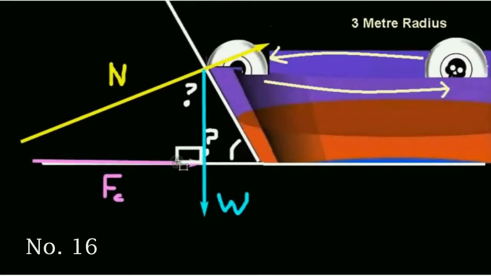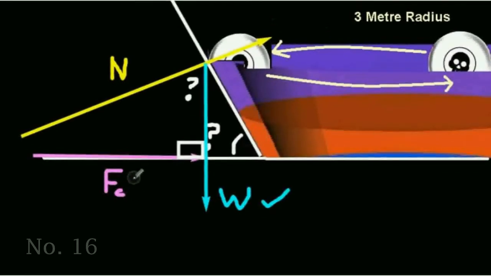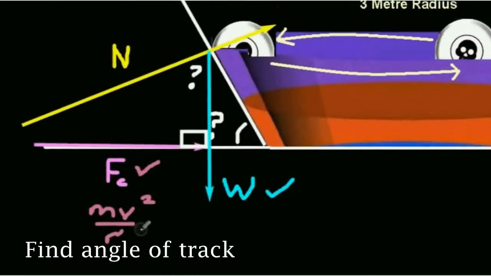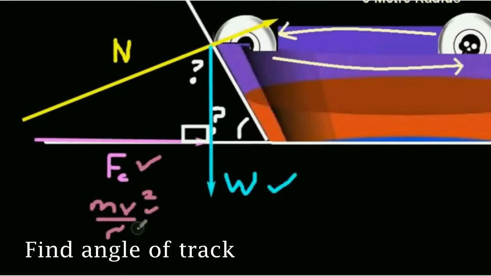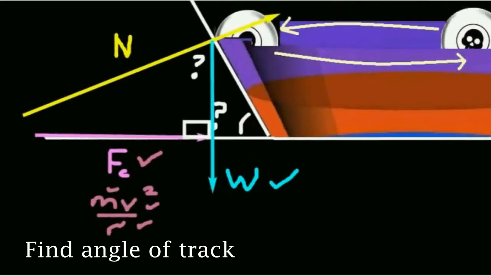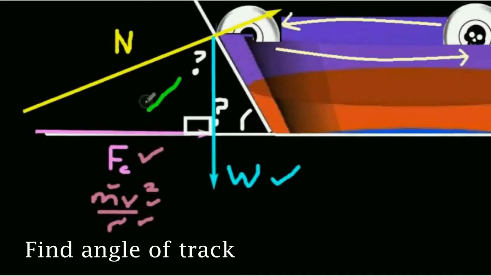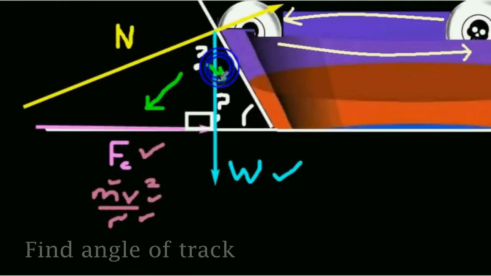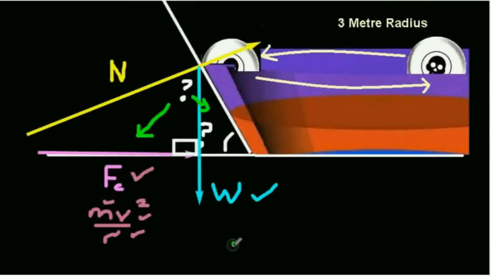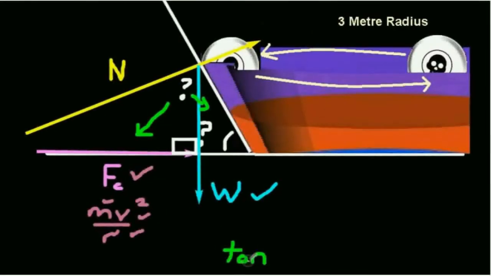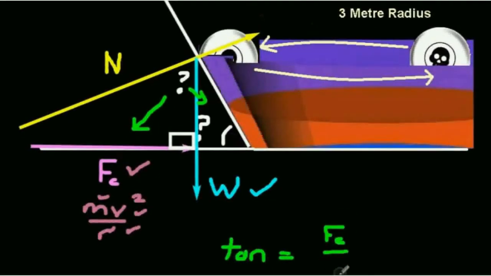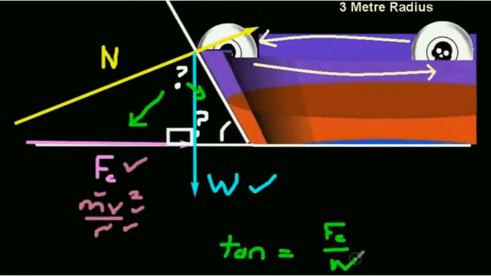So let's just work out some formula. The sum of all forces is mv squared over r. We know what the speeds are, the radius and the mass of the ball are. The centripetal force is opposite the angle, and the weight force, of course, is adjacent to the angle. So this is a tan figure. It's equal to the centripetal force over the weight force.